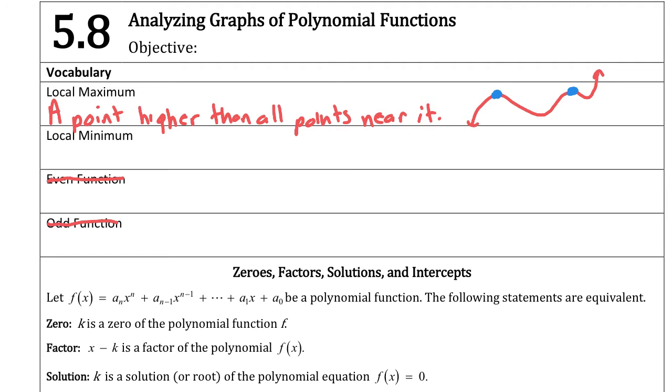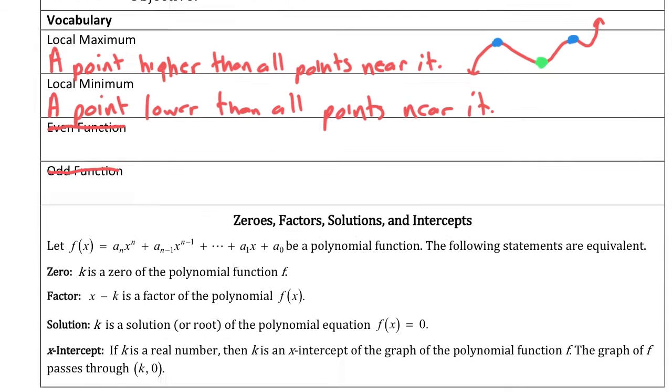Okay? A local minimum is just the opposite. It is a point lower than all points near it. So in that same graph, that point would be a local minimum. It's lower than all the points near it. So those are local maximums and local minimums.